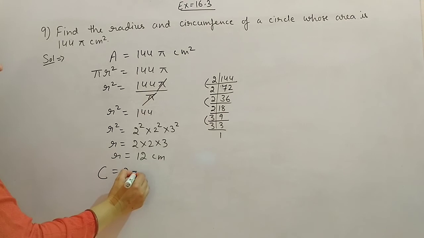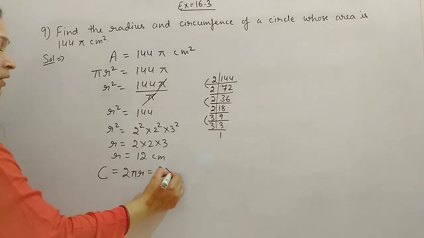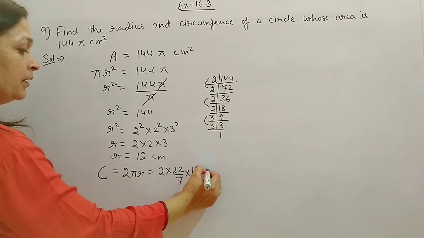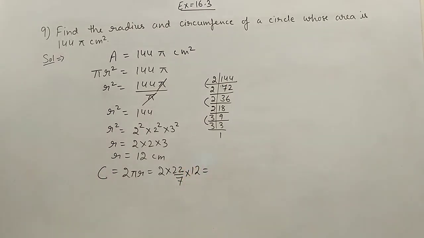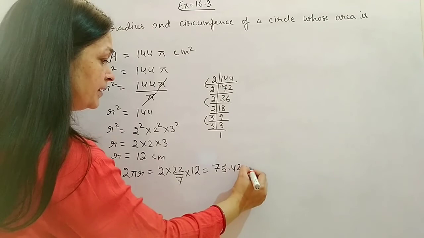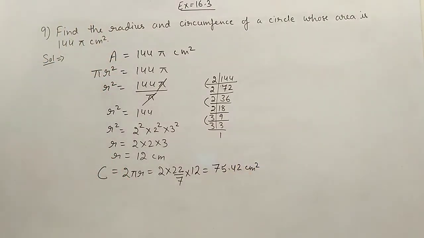Circumference is equal to 2 pi r, 2 into 22 by 7 into 12. Multiply all the numerators and then divide by 7. You will get 75.42 centimeter square.